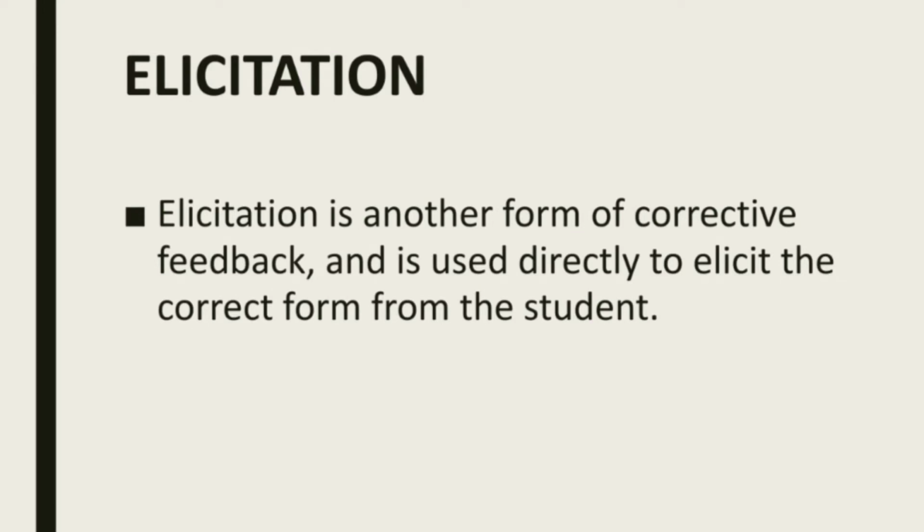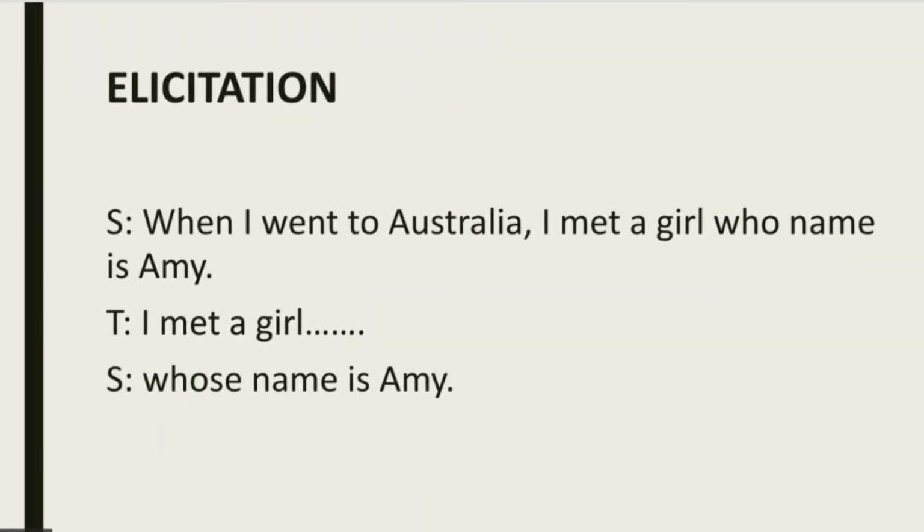Elicitation. Elicitation is another form of corrective feedback and is used directly to elicit the correct form from the student. Here's an example which illustrates elicitation. Student, when I went to Australia, I met a girl whose name is Amy. Teacher, I met a girl. Student, whose name is Amy. The teacher paused to let the student fill in the blank to elicit the correct form or even reformulate the student's utterance. So elicitation involves prompting learners to correct themselves, which in return can result in a more efficient language learning.